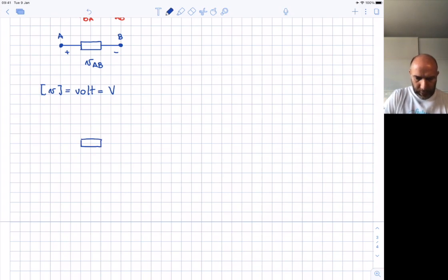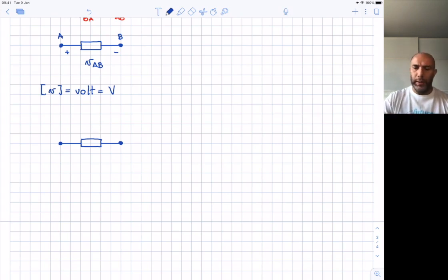If we consider the general two-terminal component, and if we want to measure the voltage, what we have to do is to identify the potential of the left terminal and the potential of the right terminal, and take the difference of the two potentials.